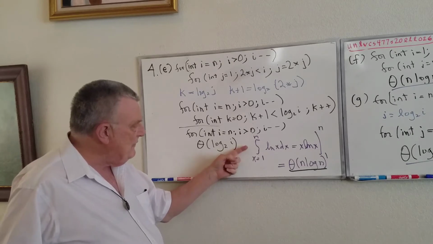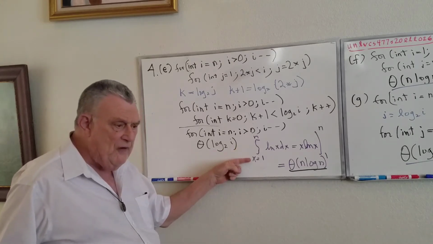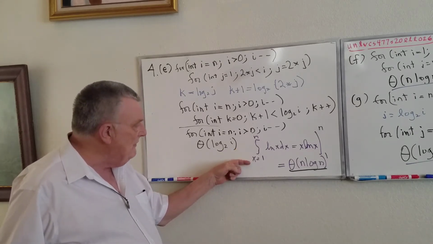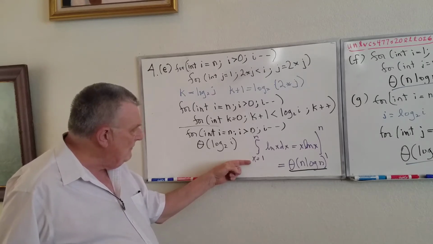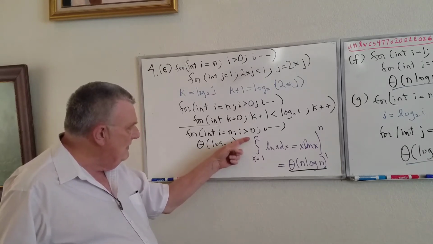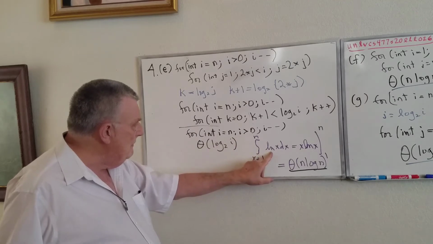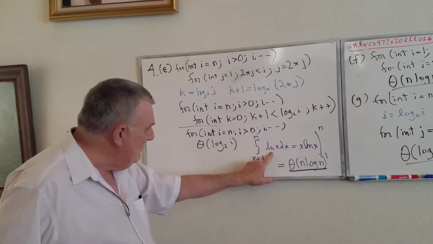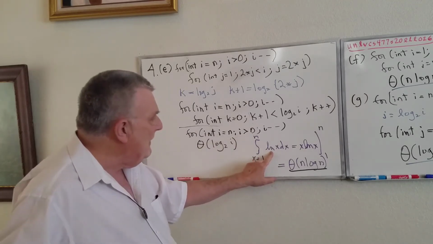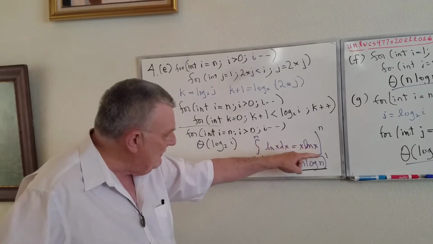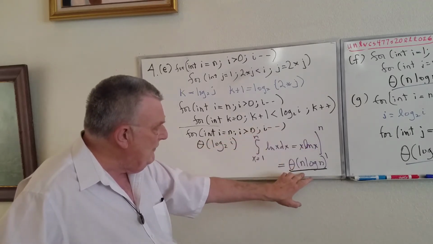Now we'll replace this by an integral using x as the continuous analog of i. Integral from x goes from 1 to n of the logarithm of x dx, and that's x log x evaluated from 1 to n, which is theta of n log n.